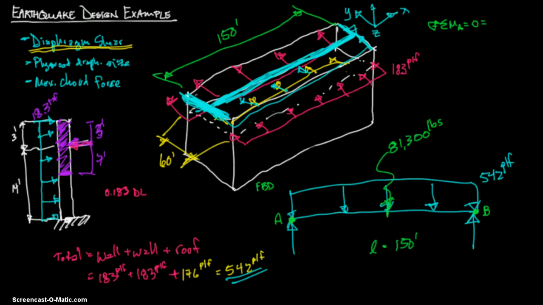We know that A times 0 is 0. We have a positive 81.3. I'm going to change this to kips just because I don't like writing out all those zeros. And then that's going to be 150 divided by 2, which is 75 foot. And then we have a negative B times 150 foot.